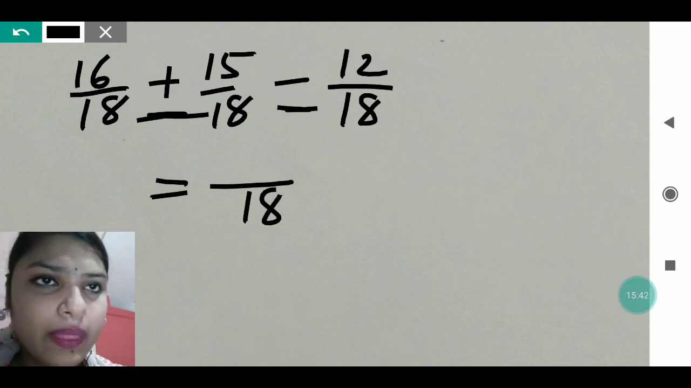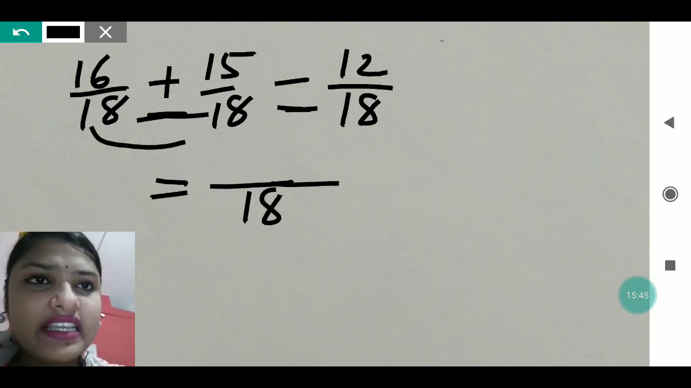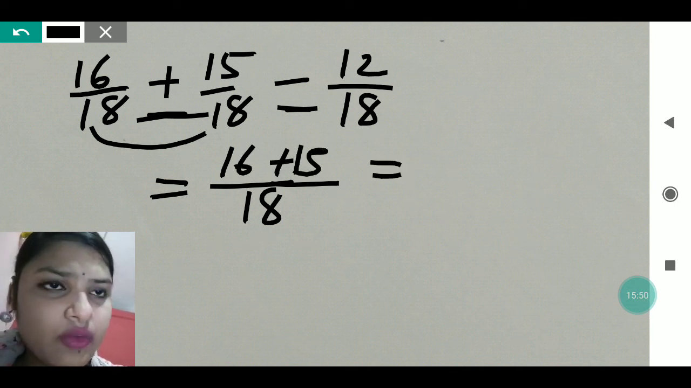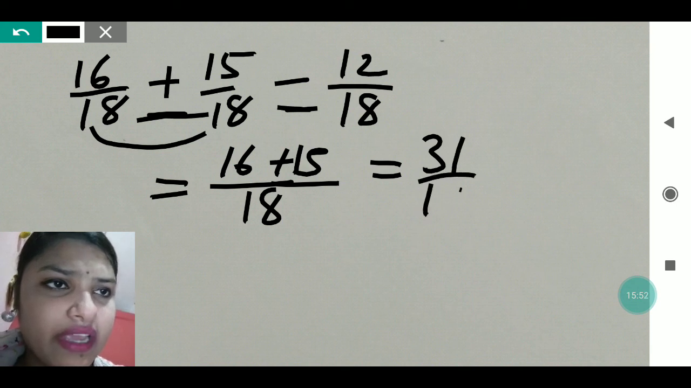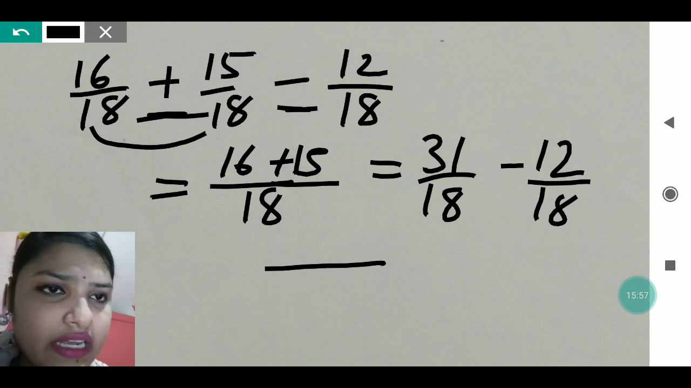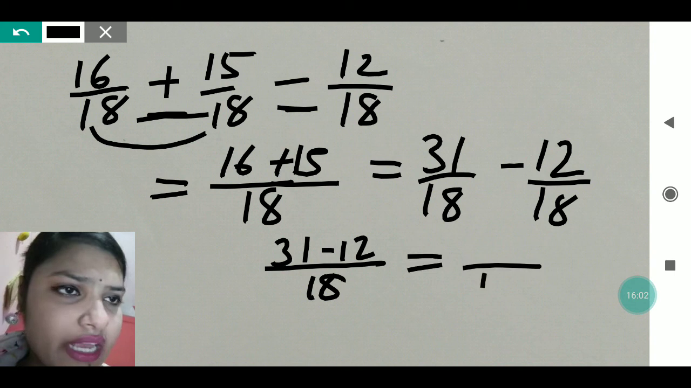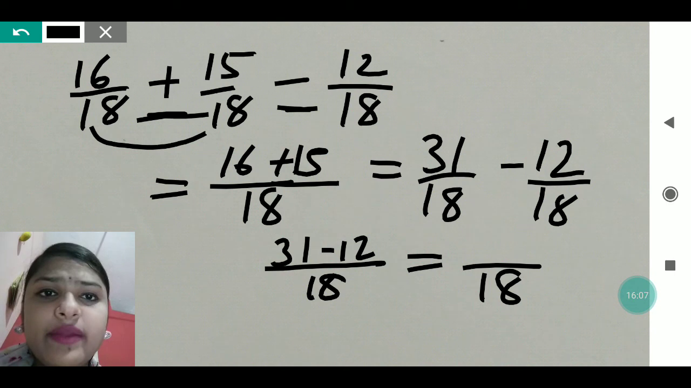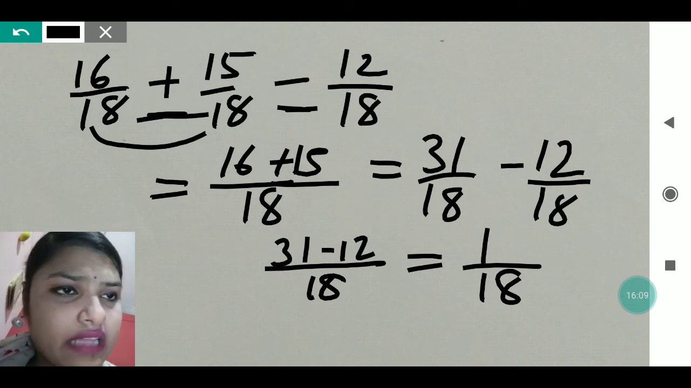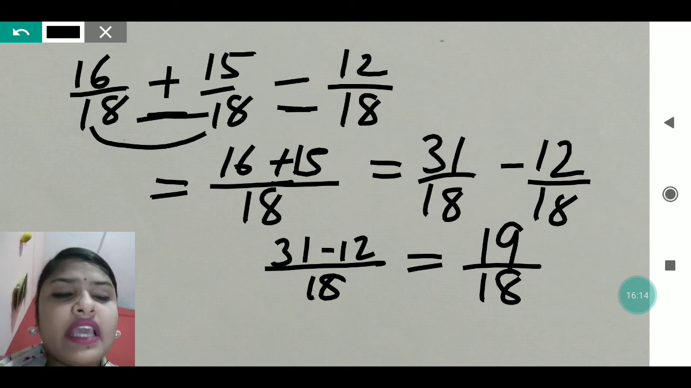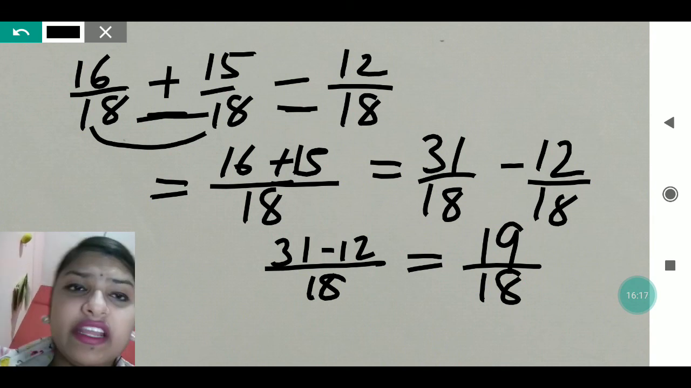Now we will take the common. Common is 18. We will add these two: 16 plus 15 is 31 by 18, minus 12 by 18. Now you take common again: 31 minus 12. 18 you will write downside, and then you will write 19. 19 by 18 you will get.